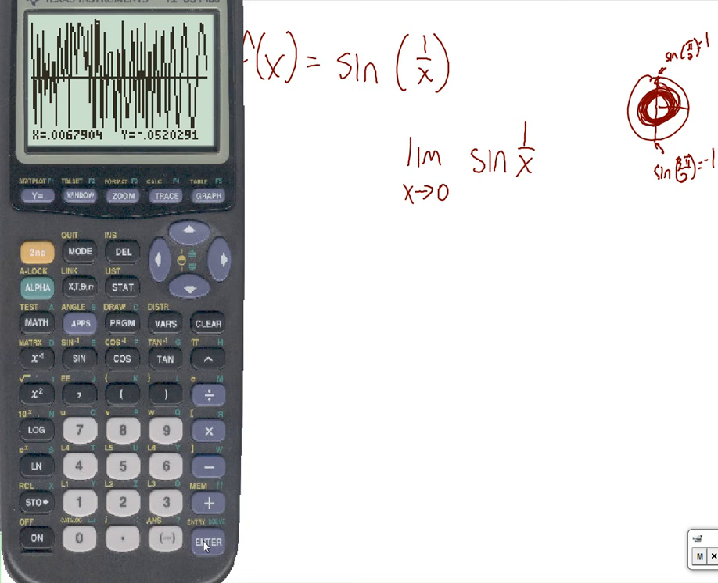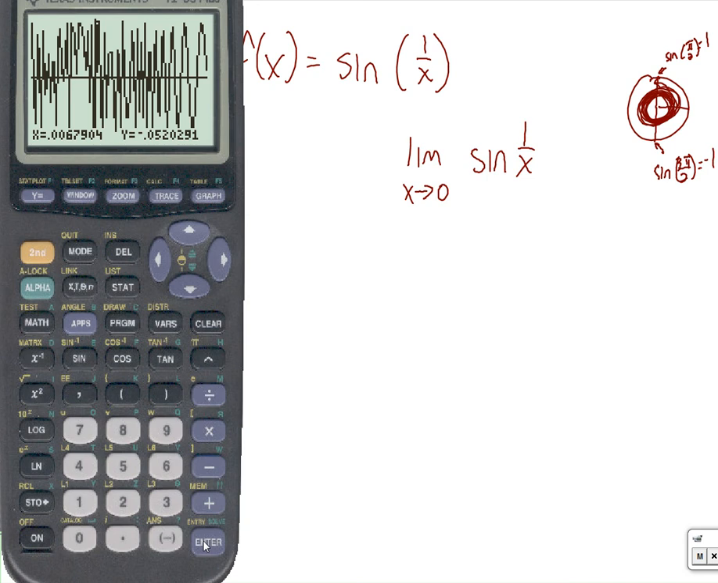I can zoom in again and again, but it's on such a small scale that it's hard to tell what value it's getting close to. Let's use some other tool on our calculator to figure out what y values we get as we approach zero. How do we put numbers in for x and have the calculator tell us what y is? Table. Any other ways?